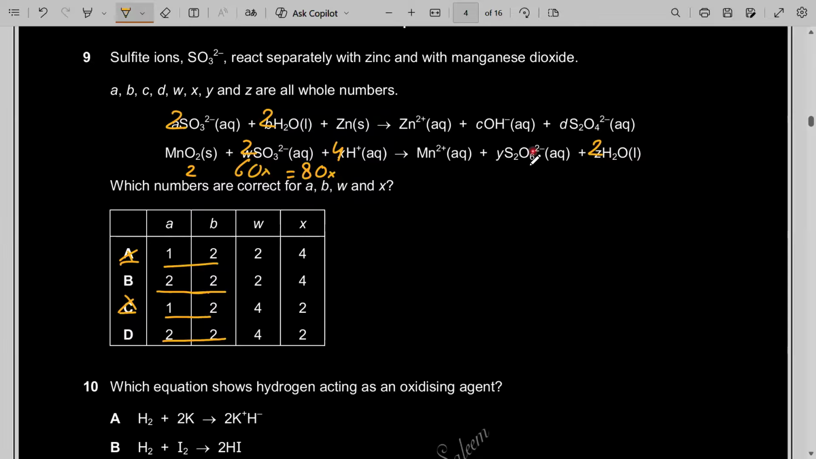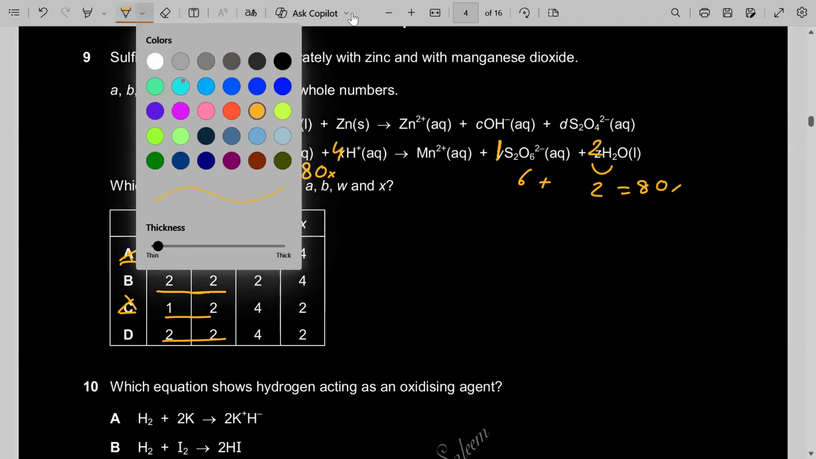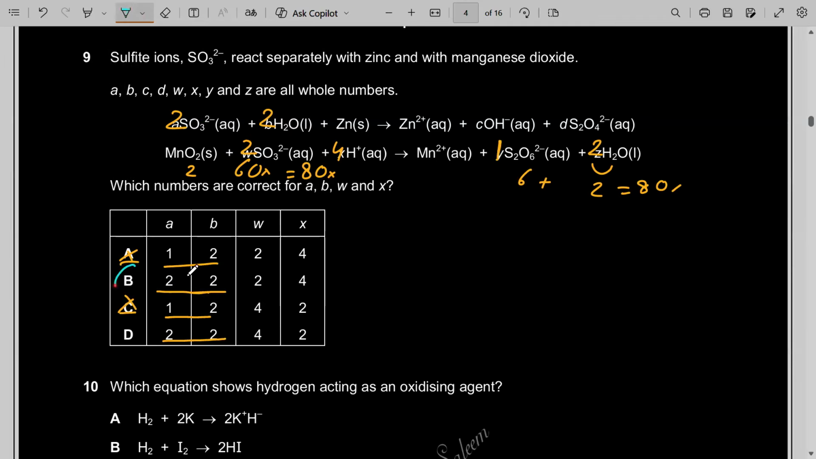Now check on the product side. On the product side, we have 2 times oxygen 2 from here, and over here, if you just put 1 over here, it will give you 2 sulfur atoms, which is already balanced with the left side, 2 sulfur and 6 oxygen, so 6 plus 2. So that is also equal to 8 oxygen. So you can see that by using the combination B, it gives you the correct balanced equation. So that's why the correct answer becomes the B option.